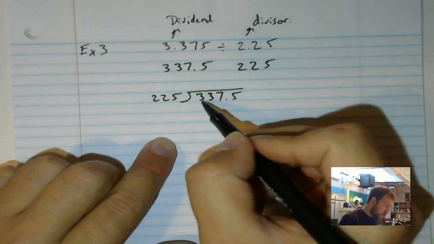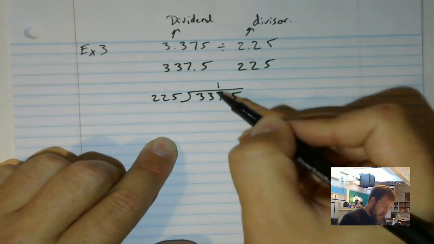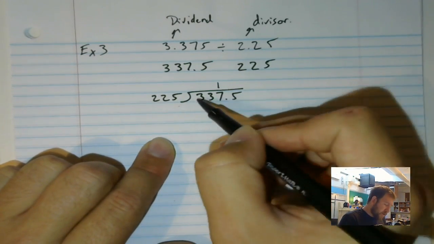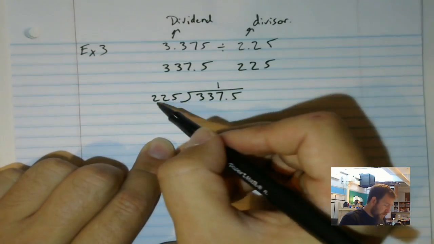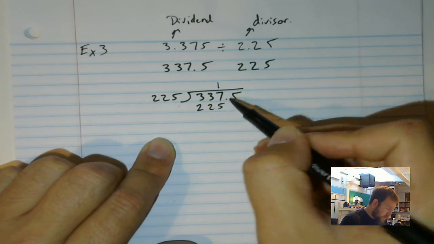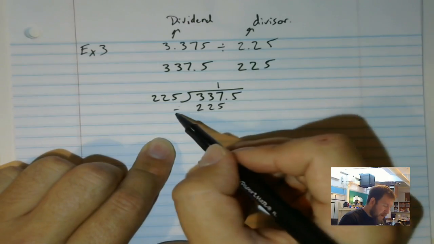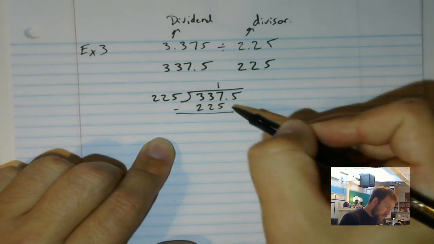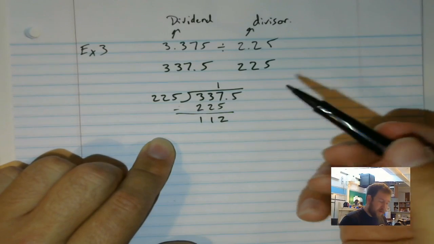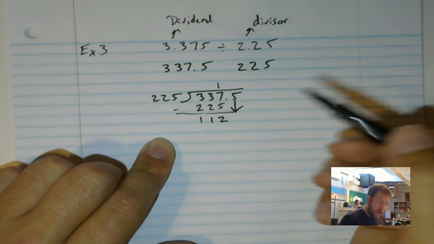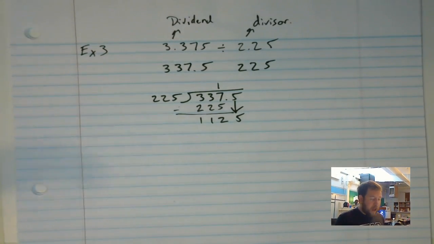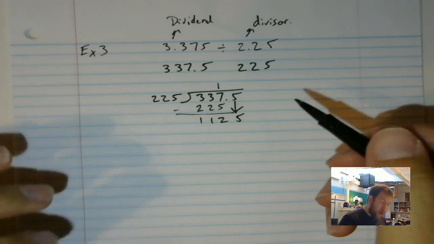225 goes into 337 once, right? So I can't fit it into 3, I can't fit it into 33, but I can fit it into 337. Then I ask myself, 225 times 1, I know that, it's pretty easy, 225. Because remember, I always add it down below. Then I'm going to subtract. 7 minus 5 is 2, 3 minus 2 is 1, and 3 minus 2 is 1. And then I'm going to drop down my new number that I have down here. I have a 5. Now, there is a decimal point there, but remember, I can ignore it. It doesn't actually matter or affect me here at all.